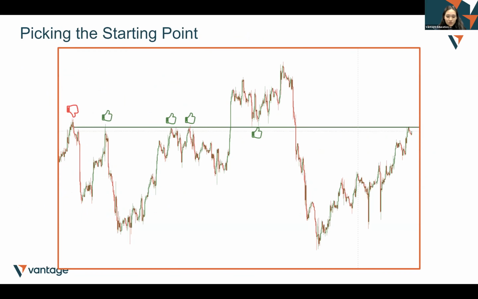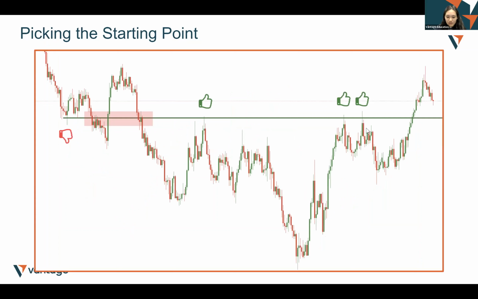Here's another example. We have our first red thumb on our image. So this is what you want to avoid, because it's intersecting multiple bodies of candlesticks at the very first swing high. So instead, you want to maybe start from the second swing high with the first green thumb. So this is also what we consider a clean cut. So you have levels that are only cutting the wicks or only cutting maybe one body of a candlestick, as you can see from the intersection.